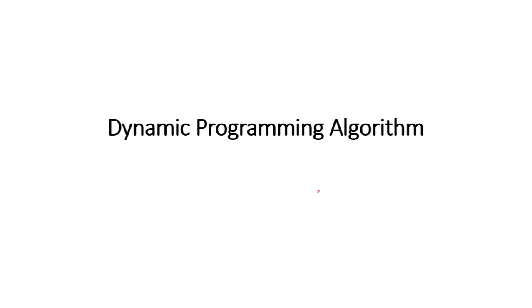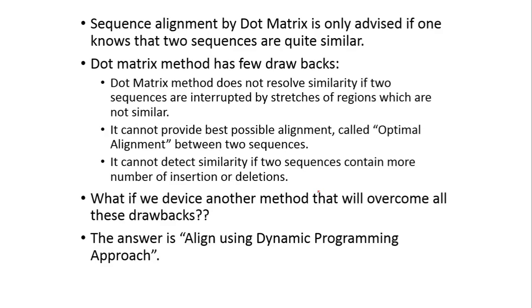Okay, so these were the expectations of a new method before dynamic programming algorithms were designed, implemented and coded. Now let us revise first. Sequence alignment by dot matrix is only advisable if one knows that the two sequences are quite similar to each other. So when are we supposed to use this dot matrix method?